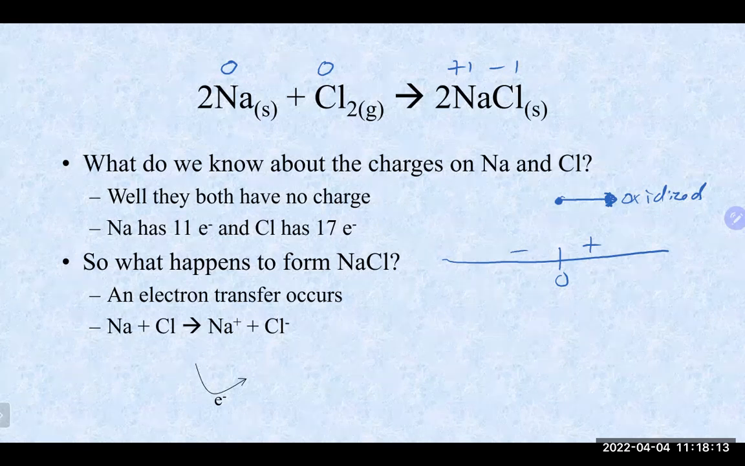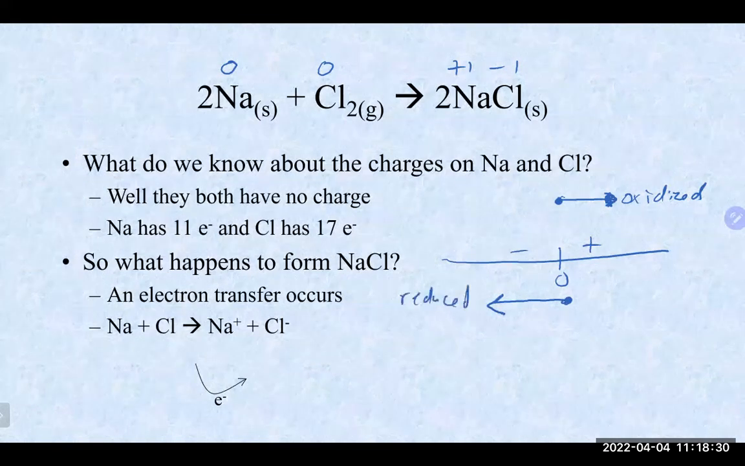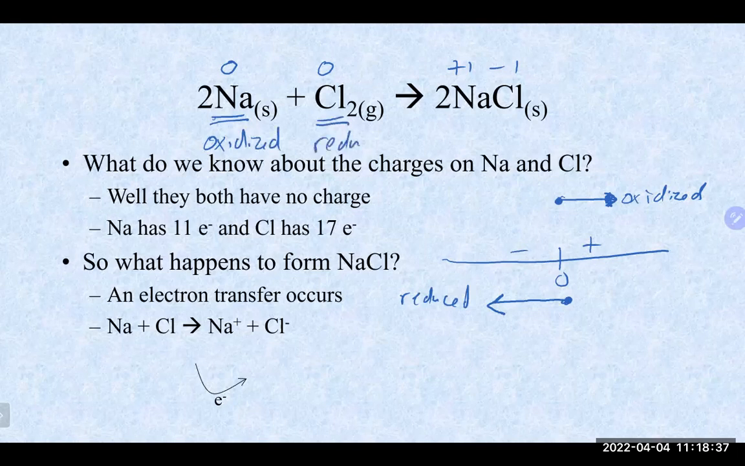But we could even look at the chlorine in the same situation. Chlorine is starting at 0. And where's chlorine ending up on the other side? It's ending up at -1, which means it's moving more in the negative direction and is going through reduction in this case, being reduced. So in this particular case, the sodium is being oxidized. The chlorine here is being reduced. And ultimately what is happening here is that the electron is being transferred from the sodium to the chlorine.